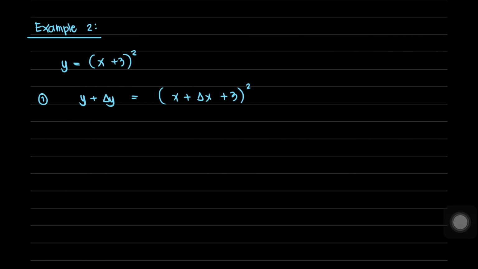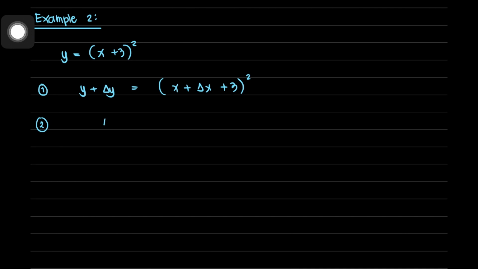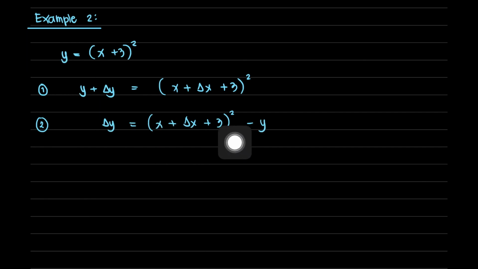So after this, the second step here is to solve for delta y by transposing y to the right side. So we have delta y that is now equal to x plus delta x plus 3 quantity squared minus y, right? So if we're going to expand this first, the expansion of a trinomial is actually the square of the first term plus the square of the second term plus the square of the third term plus the sum of twice the product of each pair of terms.